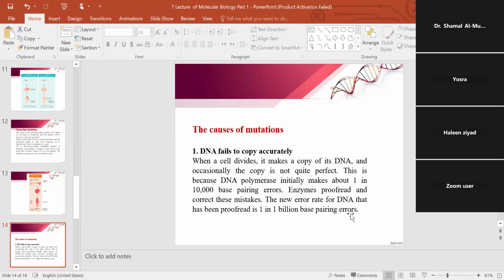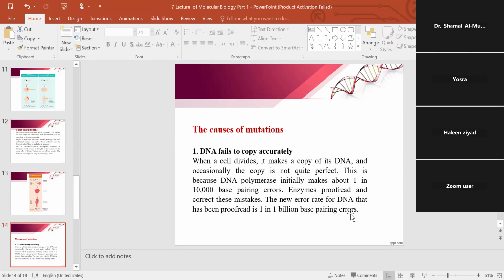To understand this sentence more, during the translation, maybe one mistake happens for every 10,000 base pairs. Maybe one error nucleotide is put in for 10,000 base pairs. But the DNA polymerase goes back, reads again and proofreads.